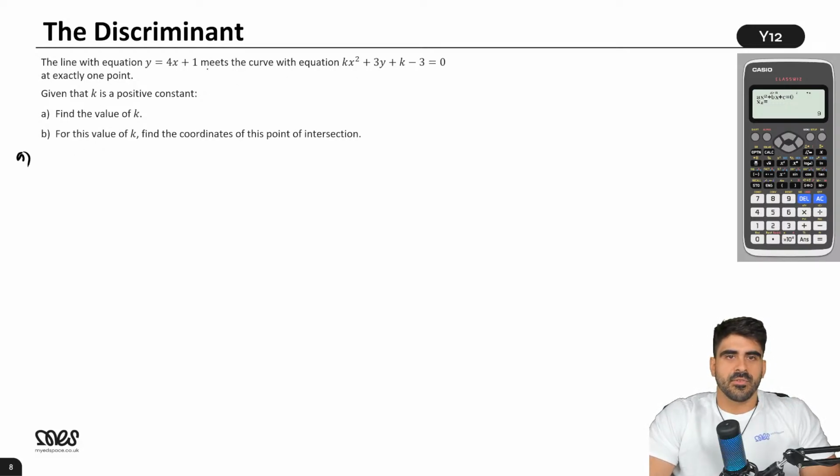So, guys, whenever you see the word meets, you're thinking simultaneous equation. Now, when you substitute it in, you're going to form a quadratic, and that's where we start thinking about this exactly one point. So here we're going to use substitution. Wherever I see y, I'm going to replace it with 4x plus 1.